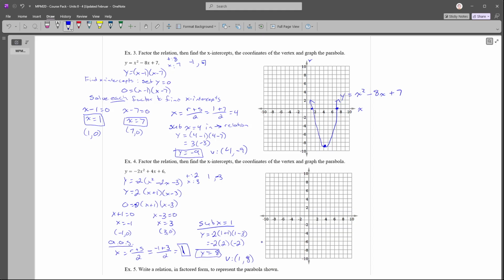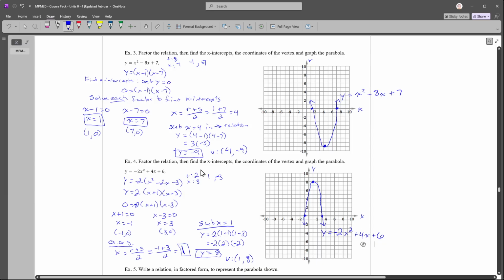And now we need to graph it in. So 1, 8. Now our x-intercepts are (-1, 0) and (3, 0), right there. And now we just connect the dots. Don't forget your arrows. Label your axes and label your expression, your relation. y is equal to -2x squared plus 4x plus 6. There we go.